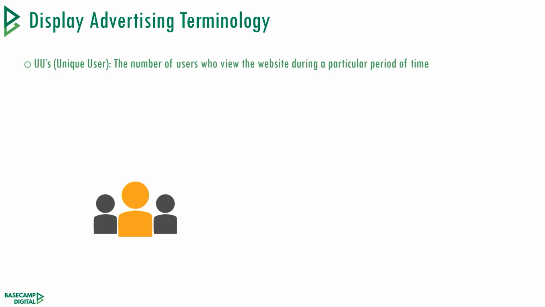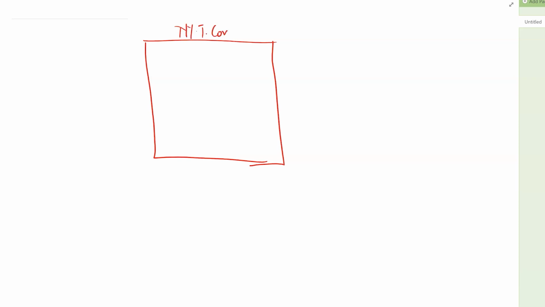So what exactly does a unique user really mean, right? Let me jump on and give you an understanding of how it really works. Let's take an example. This is a particular website, say NewYorkTimes.com. There is an ad over here, and then obviously there is an article, and then there is an ad over here, and there is an ad over here, right?